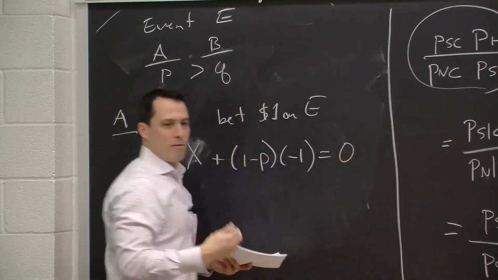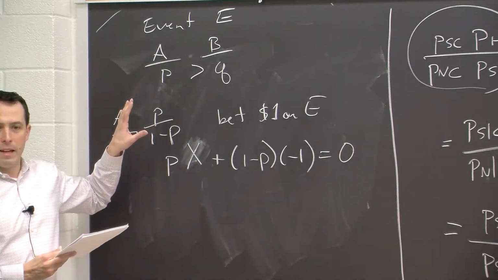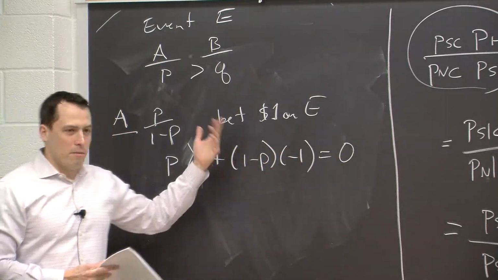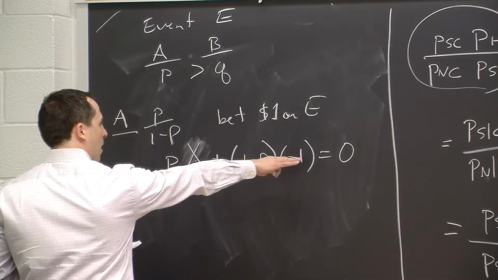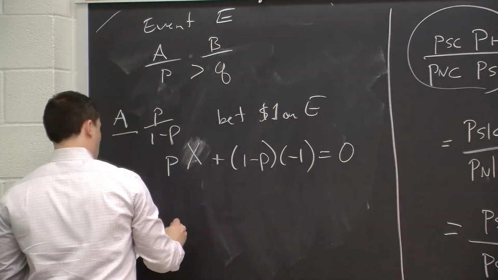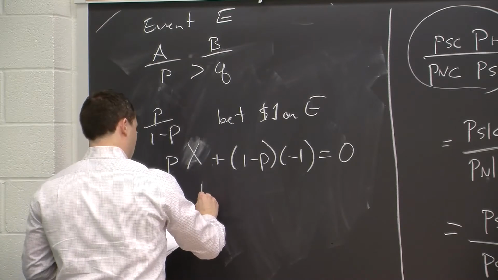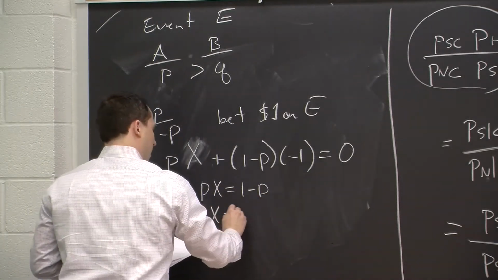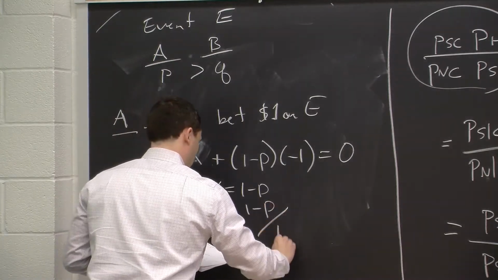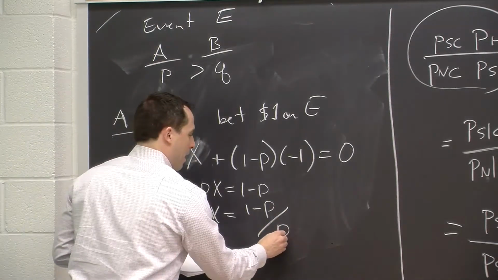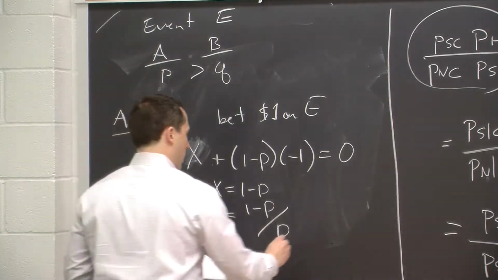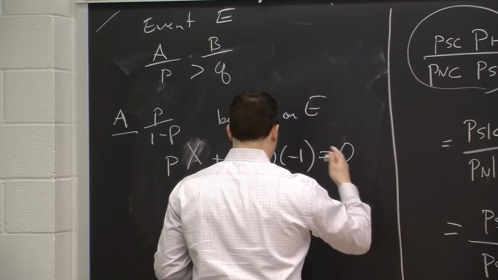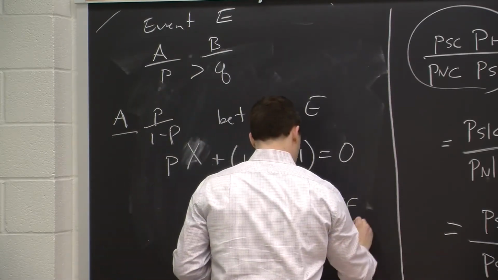And if that bet is fair, from the point of view of A, that expectation should be 0. Otherwise, the odds would move. So from the point of view of that market, that should be 0. Algebraically, that means that PX equals 1 minus P, or X is just the reciprocal. So the payoff for A is (1 minus P) over P. That's the payoff that has to be for A to be fair, or to represent this belief.